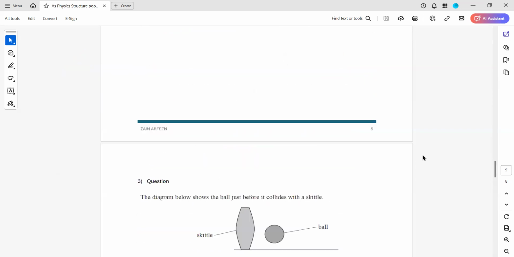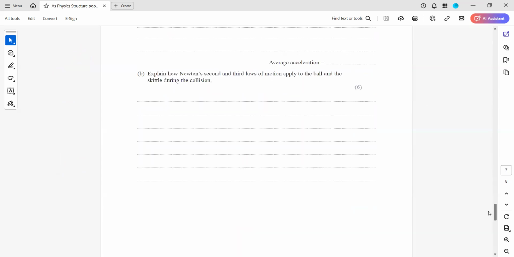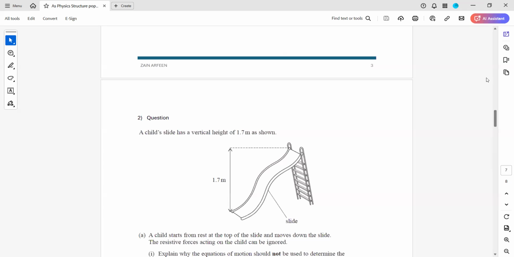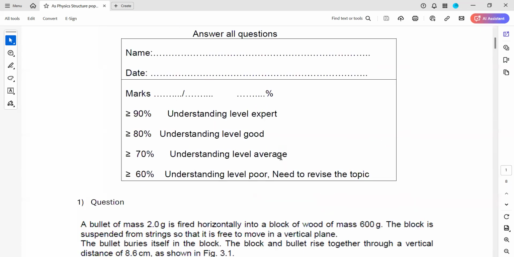Any other question or a doubt from this structure pop quiz? No doubt in this?